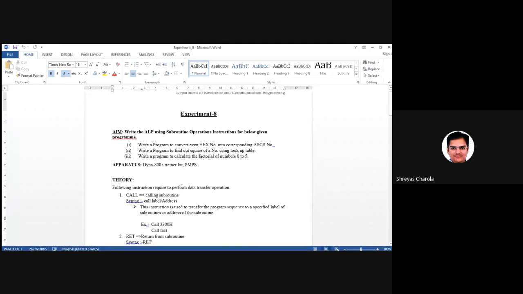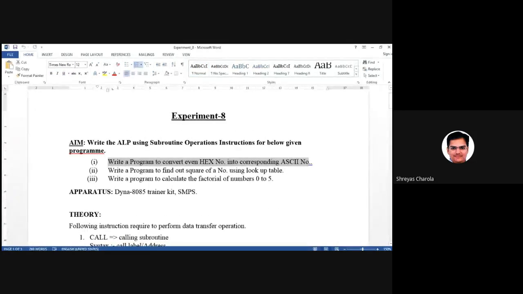In this experiment, we need to complete this task. We need to write a program which can convert hexa into a BCD number. Second, write a program to find the square using the lookup table. I'll tell you what the lookup table means. Third, write a program to calculate the factorial of a number from 0 to 5. You know about the factorial, okay? This task I will leave to you, and these two tasks will be completed today. Fine. Now let me present one screen in front of you where I'll teach you the concept of the lookup table and the code conversion technique.